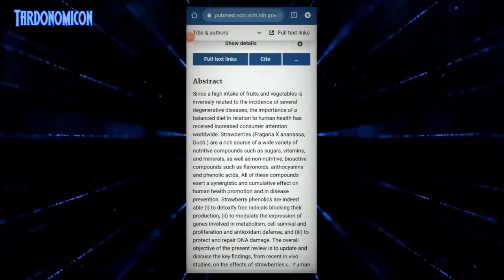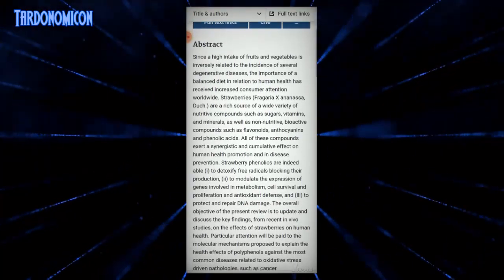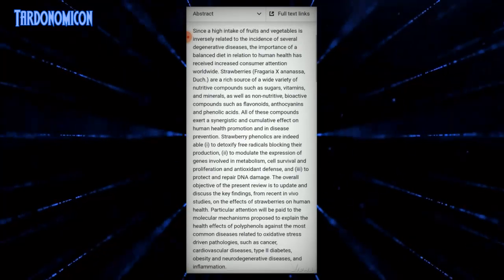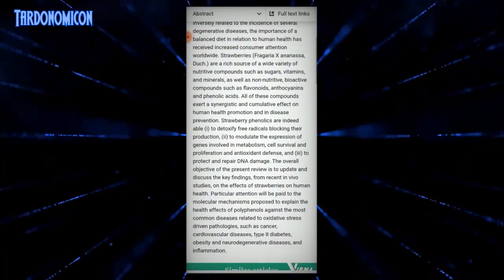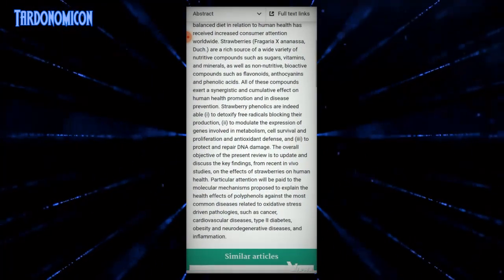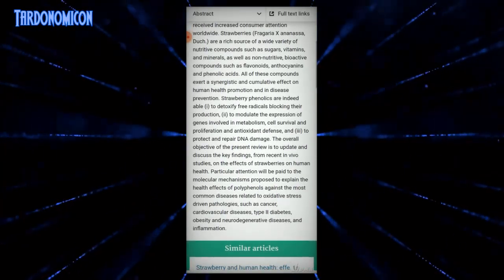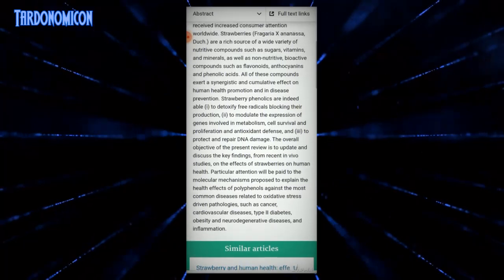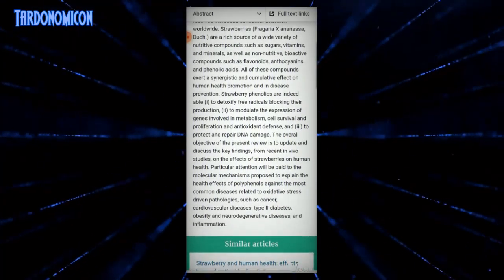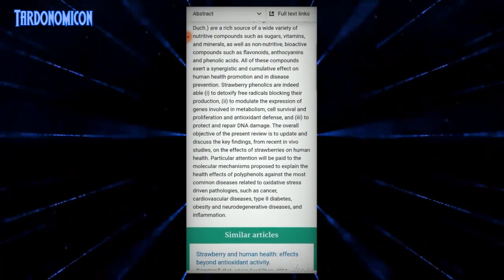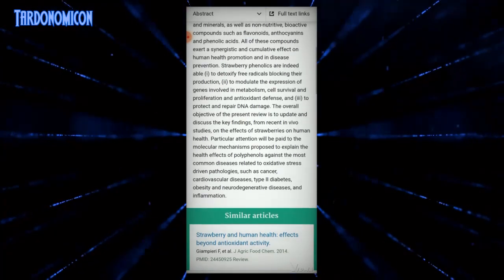Okay, what about strawberries? Since a high intake of fruits and vegetables is inversely related to the incidence of several degenerative diseases, the importance of a balanced diet in relation to human health has received increased consumer attention worldwide. Strawberries are a rich source of a wide variety of nutritive compounds such as sugars, vitamins, and minerals, as well as non-nutritive bioactive compounds such as flavonoids, anthocyanins, and these are phytonutrients, of course, and phenolic acids. All of these compounds exert a synergistic and cumulative effect on human health.